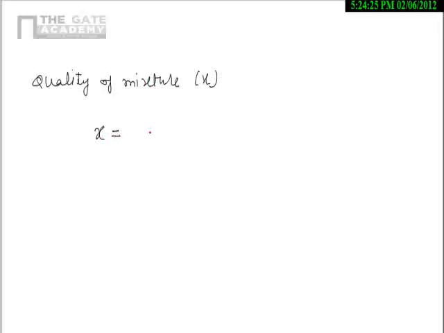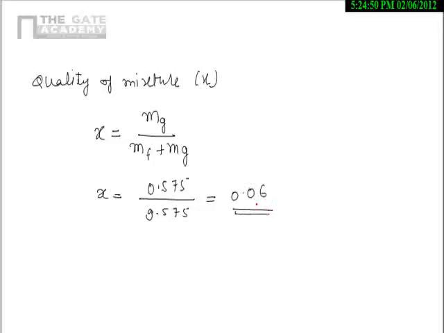Now we can easily calculate the quality of mixture, because we are having mass of mixture and we are having mass of vapor. So now we will define quality of mixture, that is x, and we know x is a dryness fraction defined as mg, mass of the vapor, over mass of the liquid plus mass of the vapor. So here we can define x equals, we are having mass of the vapor, that is 0.575, and mass of the mixture we have already calculated, 9.575. So we are having 0.06. So the dryness fraction or quality of the mixture is 0.06.